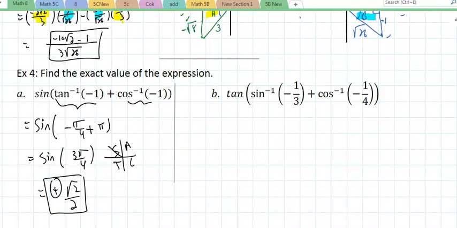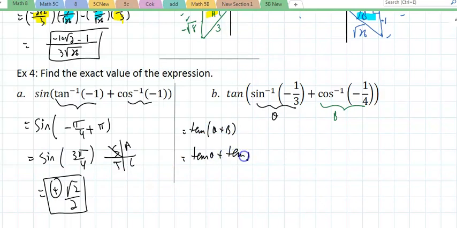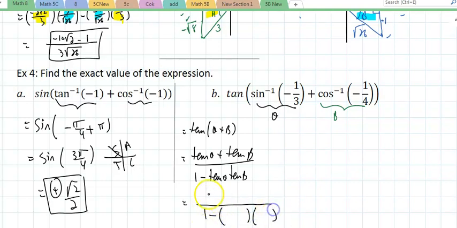And if I looked at this problem, I say, wait a minute, that's not a standard angle, call this theta. That's not a standard angle, call this beta. I'm looking for the tangent of theta plus beta. That is tangent of theta plus tangent of beta divided by 1 minus tangent of theta tangent of beta. And again, just filling in the values is acceptable. If you get me that far, me and you are very happy.